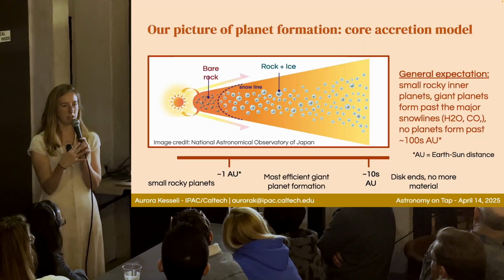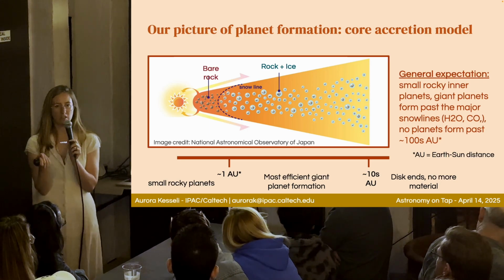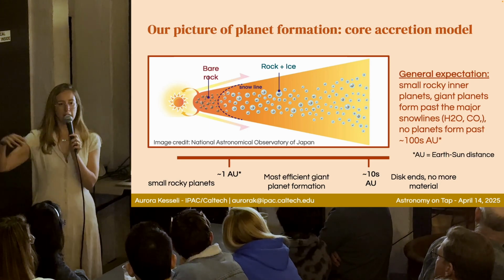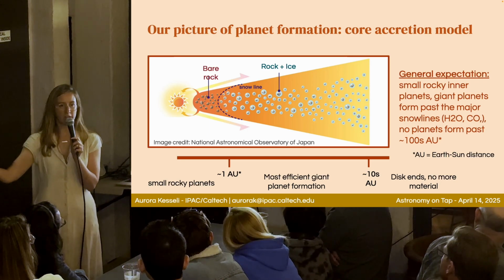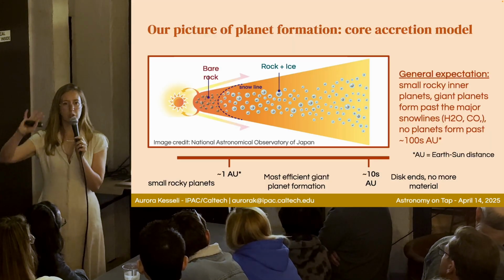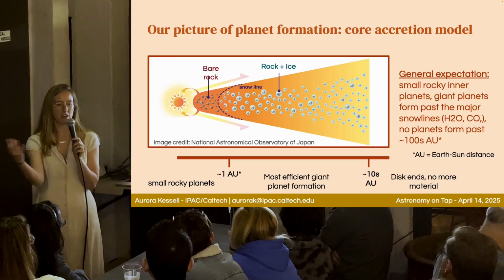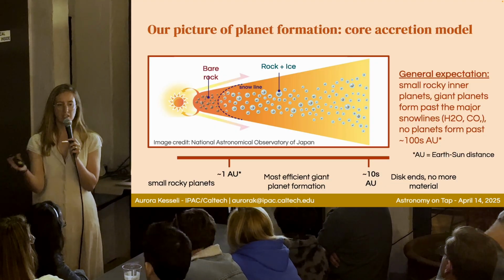Closer to the star, it's a lot hotter, and so basically the only thing that can form solids is rocks. As you get farther away from the star, it gets cooler and you start to form some ices. So farther away from the star, you have more material in solids, so you have more stuff that can stick to each other and form these planetesimals.